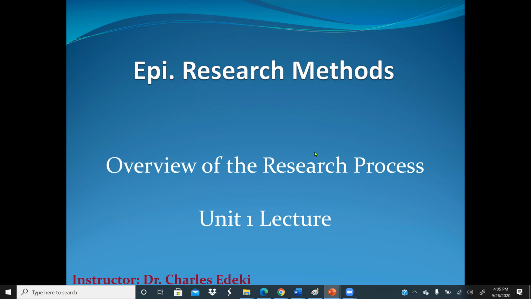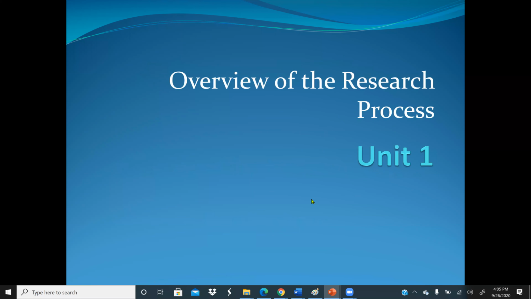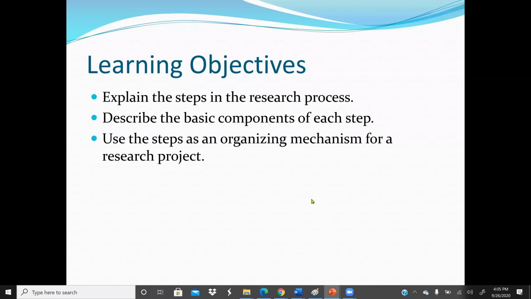In this lecture, we're going to discuss the research process. So our topic is an overview of the research process. We're going to discuss what research is and explain the steps in the research process. We're also going to describe the basic components of each step. Also, we're going to use the steps as an organizing mechanism for a research project.